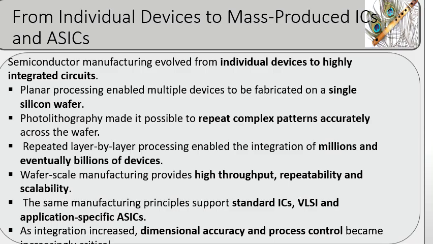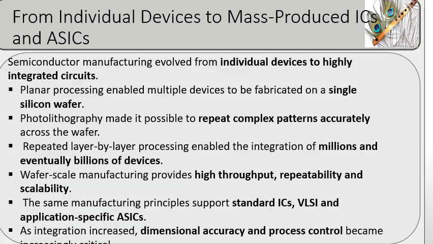Semiconductor manufacturing has progressed from producing individual semiconductor devices to fabricating highly integrated circuits containing millions or billions of transistors. A major step in this evolution was the development of planar processing, which allowed multiple devices to be formed on a common silicon wafer. Photolithography further enabled complex patterns to be reproduced accurately and repeatedly across the wafer.